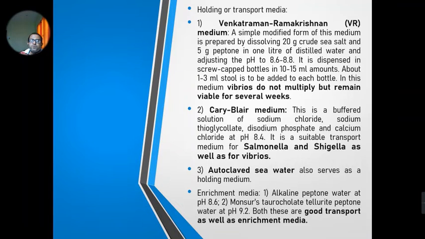The second medium is Monsour's taurocholate tellurite peptone water, which has a pH of 9.2. This is another enrichment medium, which is used to grow this bacteria when the number of bacteria is very low, so we have to multiply the bacteria fast. So we enrich them by using these two mediums, alkaline peptone water and Monsour's taurocholate tellurite peptone water. These two mediums are good transport as well as enrichment mediums.